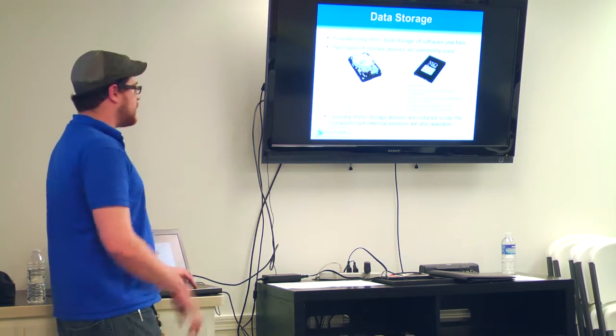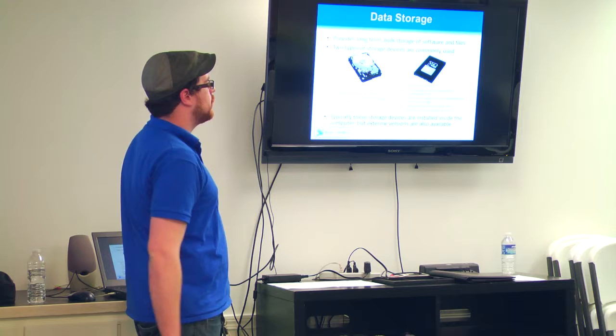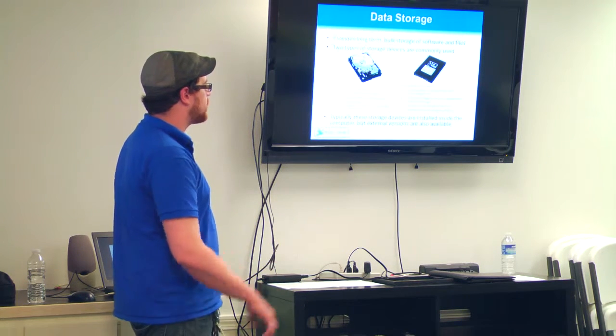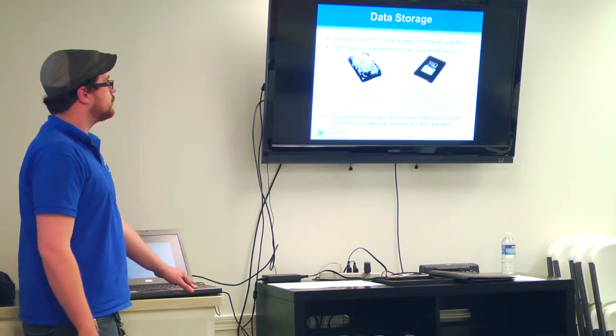But you'll typically have one of these two. Solid state drives are more prevalent in laptops nowadays than HDD, than they are in desktops. You can get either.